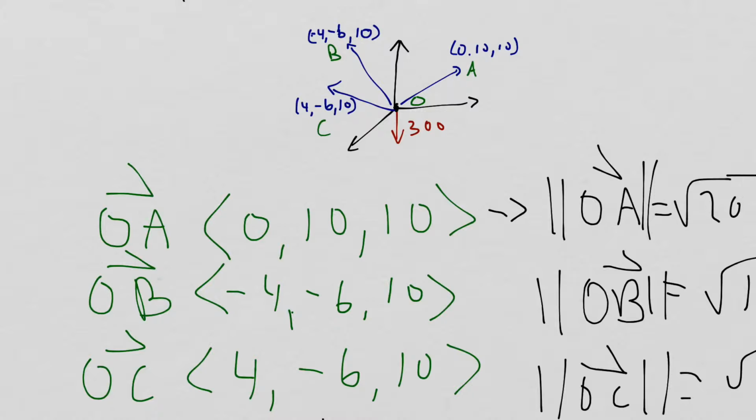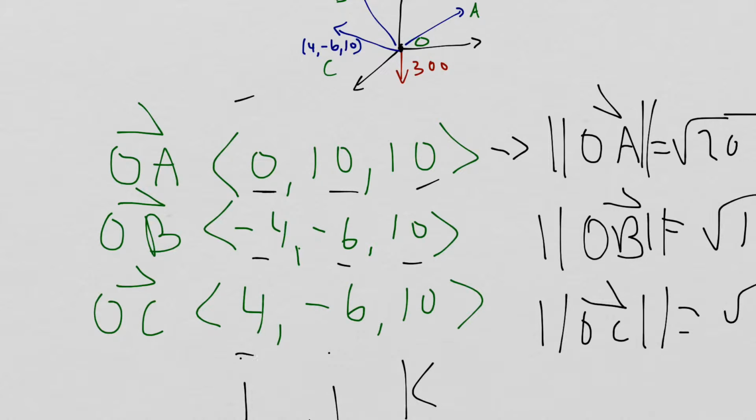OA is going to be 0, 10, 10. OB is negative 4, negative 6, 10. And then you have OC, 4, negative 6, 10.